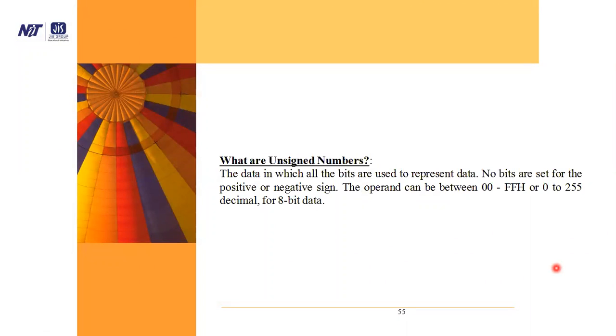What are unsigned numbers? Data in which all the bits are used to represent data. No bits are set for the positive or negative sign. The operand can be from 00 to FFH, or 0 to 255 decimal, for 8-bit data.